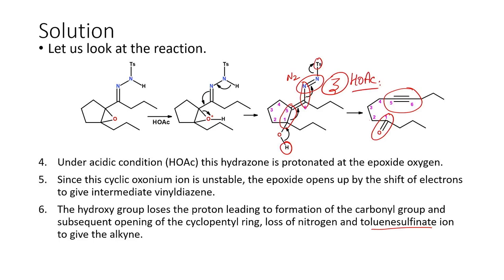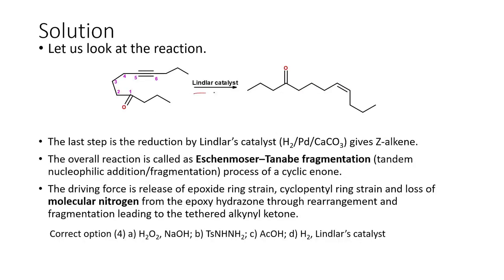So we have done all three reactions, and the last one which is left out is basically the palladium catalyzed reaction. Here we are using the Lindlar's catalyst. Lindlar's catalyst is nothing but hydrogen in the presence of palladium and calcium carbonate. This combination is called the Lindlar's catalyst, and this is a very, very specific catalyst for the reduction of triple bond to double bond. So here only partial reduction of the triple bond happens. So we end up with the Z alkene, that means the cis alkene is formed in this particular case.